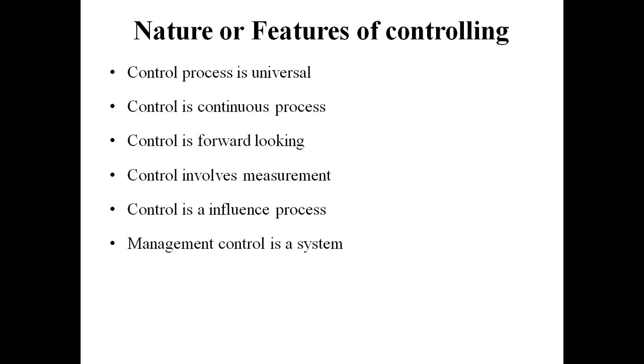Then coming to the sixth one, management control is a system. Management control is a system consisting of certain interdependent elements. Example: goal or standard, sensory devices to monitor events, mechanism to detect and analyze deviation, and adjustment or corrective elements. Okay, these are the features or the nature of controlling.